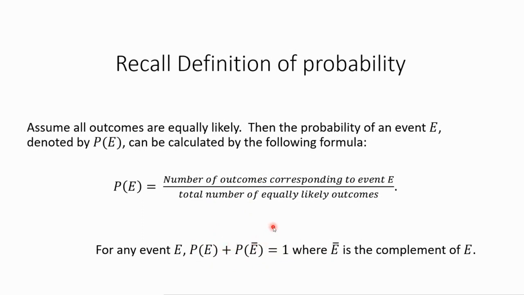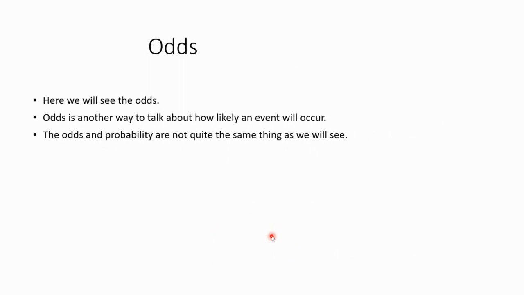Okay, so that's good. Now today, what we're going to see is this notion of odds. Essentially, the odds for an event or against an event, as we'll see, is really just another way of expressing how likely an event is to occur, or not occur. It's related to probability. It's not quite the same thing, though, as you'll see.